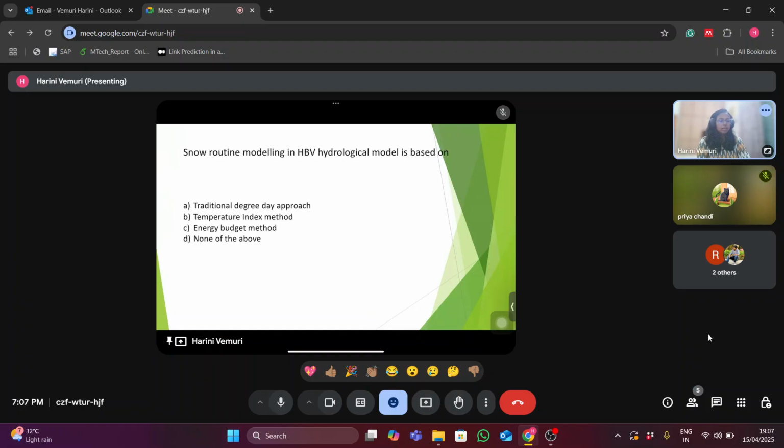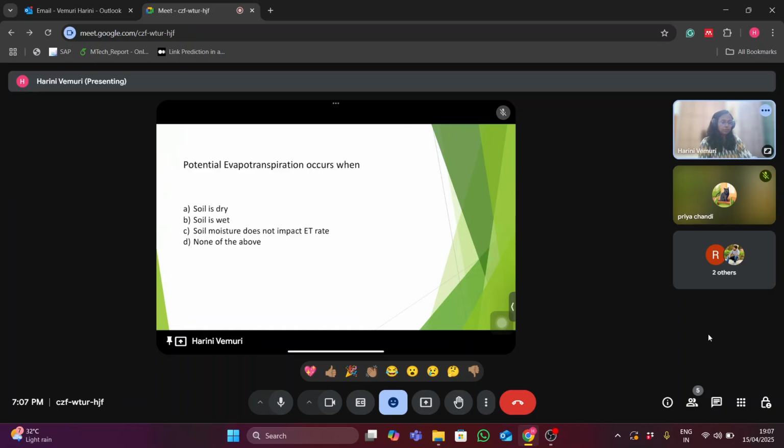So the next one is snow routine modeling in the HBV hydrological model is based on option A, traditional degree day approach, option B, temperature index method, option C, energy budget method, option D, none of the above. If you remember, in snow routine modeling, we have discussed the traditional degree day approach, and all these other methods are also used for snow routines, but these are not used in HBV. So the next one is potential evapotranspiration occurs when option A, soil is dry, option B, soil is wet, option C, soil moisture does not impact evapotranspiration rate, option D, thermal.